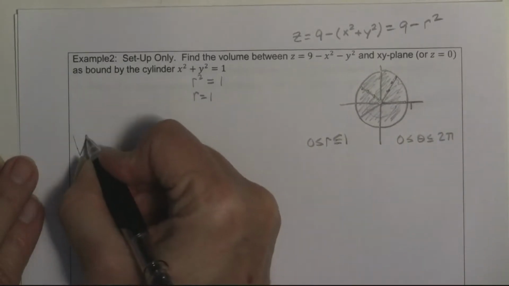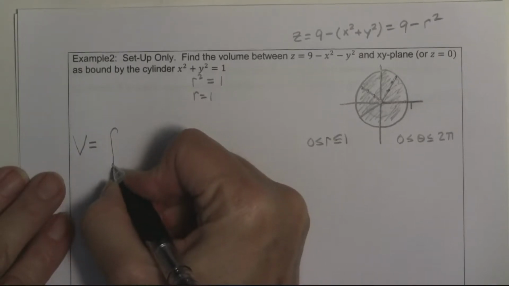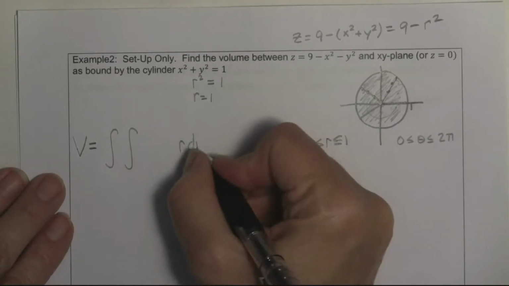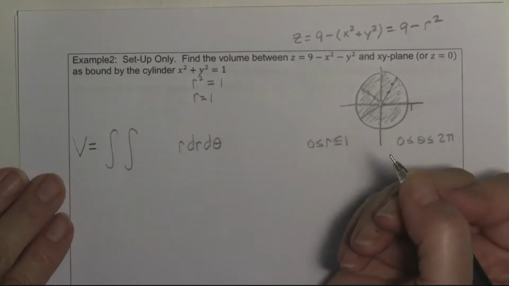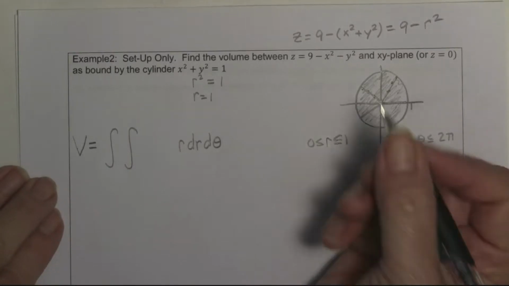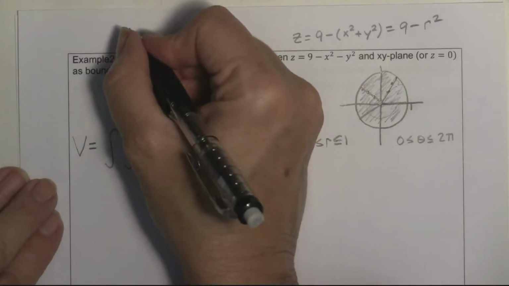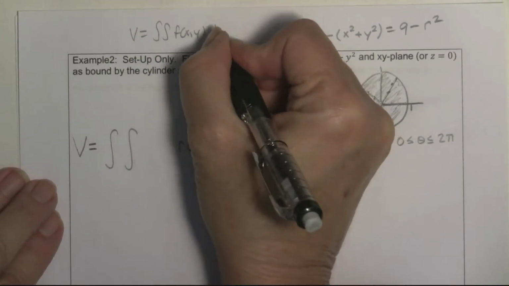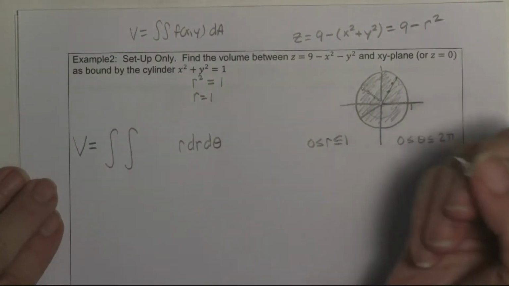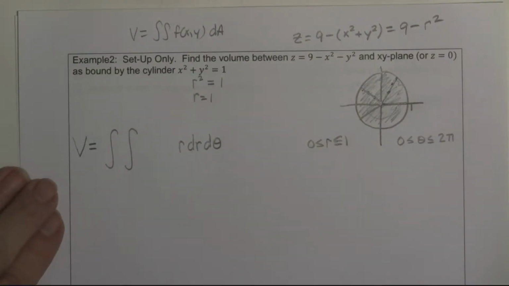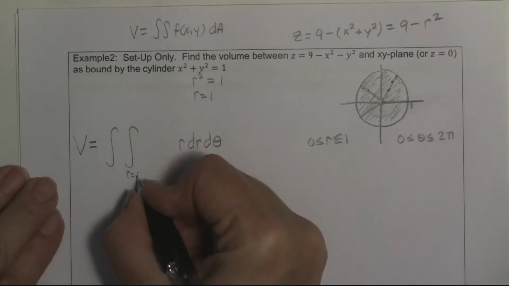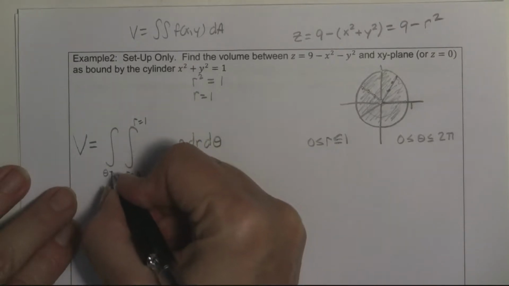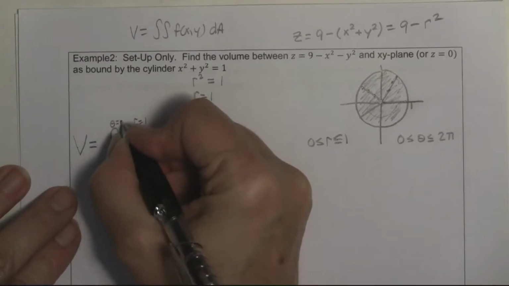So my volume will be, remember that part of the deal here is that it's r dr d theta. That's what's replacing dA in my function that I would normally have for my volume, which was the double integral of f(x,y) dA. And so what's replacing dA? r dr d theta. Chant that to yourself. My r's are going from 0 to 1. And my thetas are going from 0 to 2 pi.